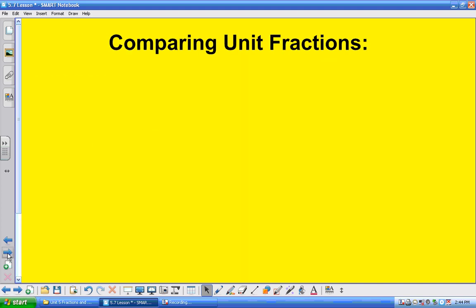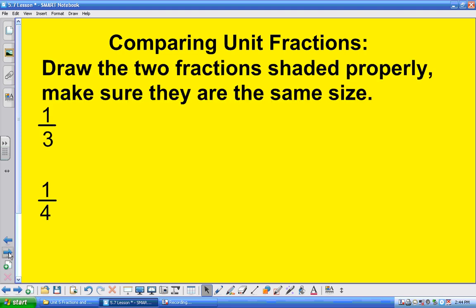So now that you know what a unit fraction is, a fraction that has a 1 in the numerator, we have to do some comparing so that you can tell me which unit fractions are greater and which unit fractions are less. And eventually, we're going to get you to put things in order. All right, so let's take a look at the first one. I want you to take a look at these two fractions. 1/3 and 1/4.